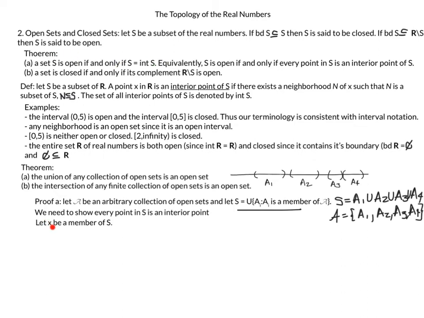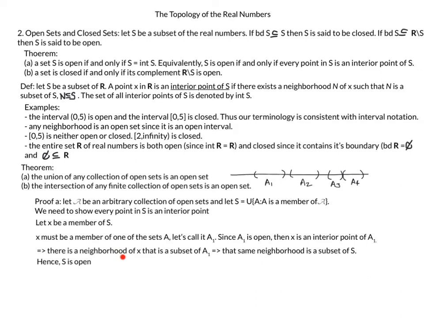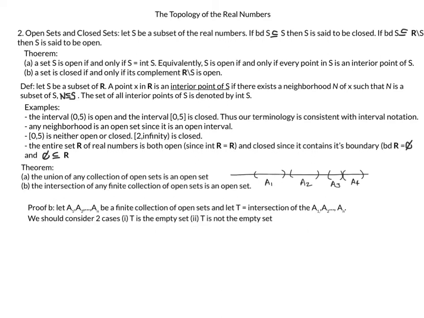We will start with: let X be a member of S. Since X is in S, X must be a member of one of the sets A. Let's call it A sub 1. Since A sub 1 is open, X is an interior point of A1. Therefore, there's a neighborhood of X that is a subset of A1, and that same neighborhood is a neighborhood in the subset S. Hence, S is open.